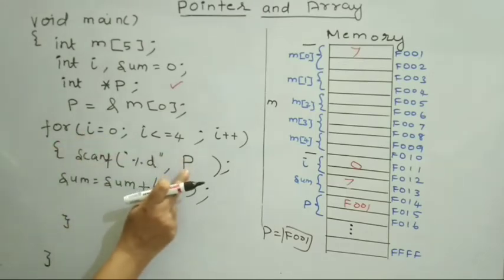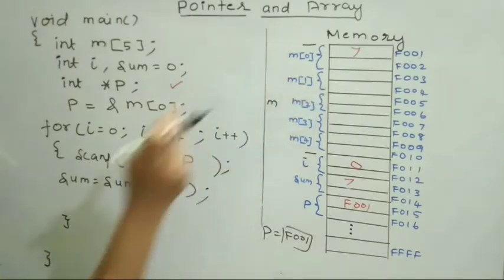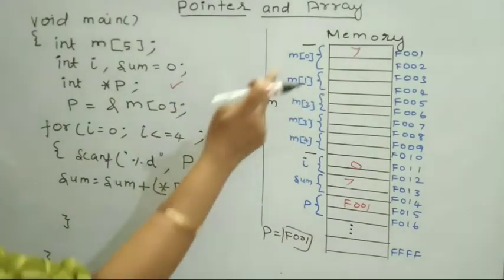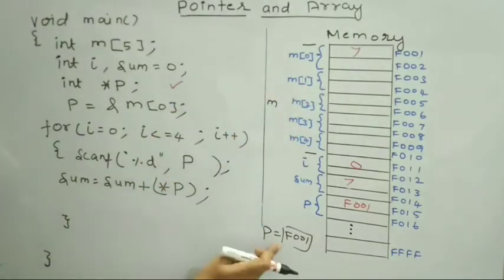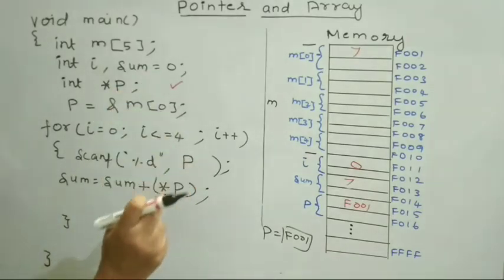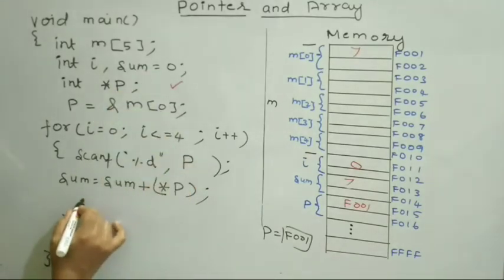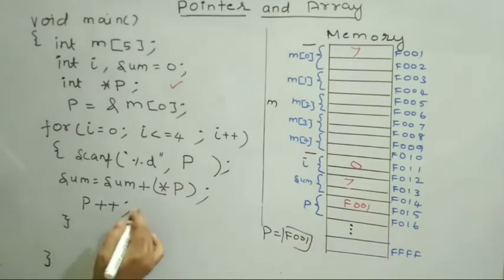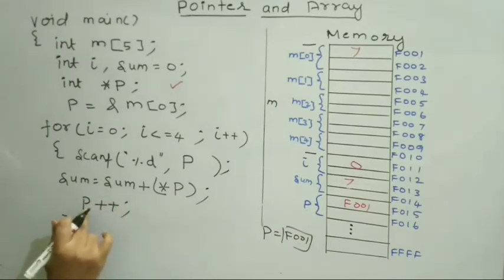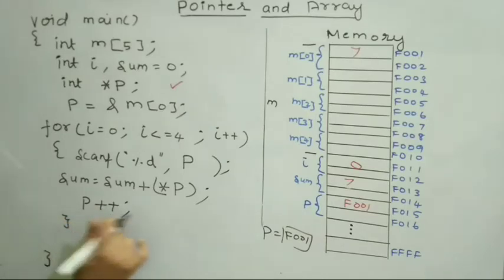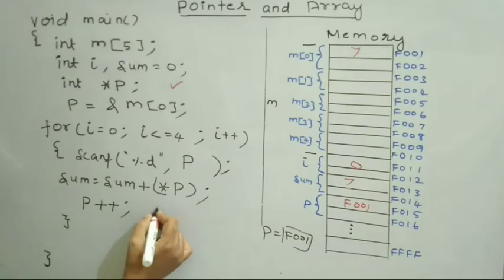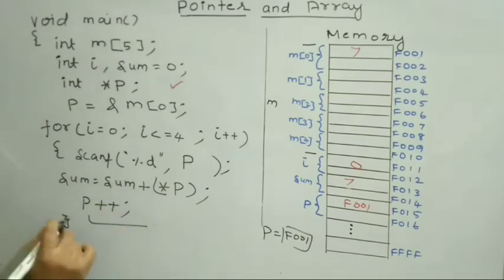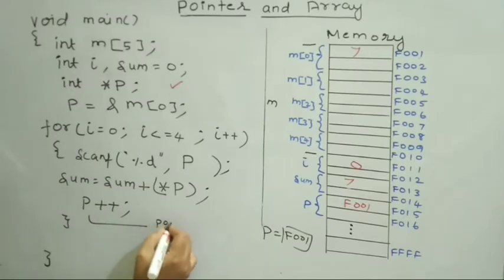The next time I jump back to this for loop, I need to get the value for the second element, that is the element in index position 1. So I need to increment. Now P contains the base address, and I need to increment the address accordingly. If I use P plus plus, normally P is an integer value, and incrementing an integer value using the double increment operator plus plus increments it by 1. In our case, P is not an integer variable, it is a pointer variable.